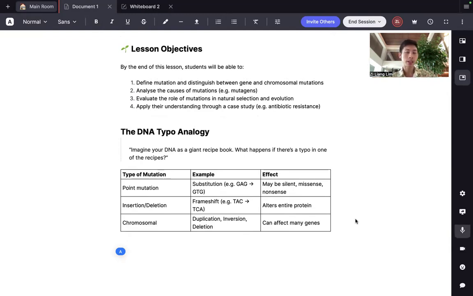Then the second one will be insertion or deletion. An example would be a frameshift mutation. For example, the TAC would convert to TCA. The effect is that it alters the entire protein. And then chromosomal mutations are the final one. So then you have duplication, inversion, deletion, and the effect is that it can affect many genes.